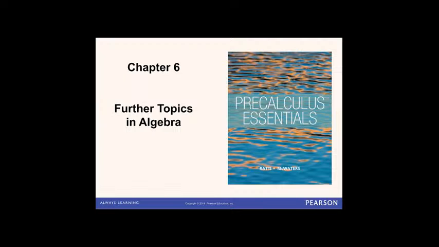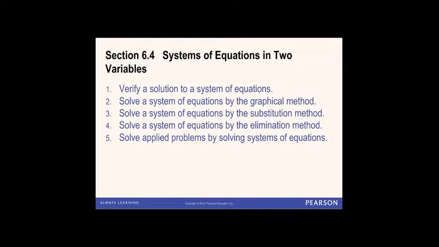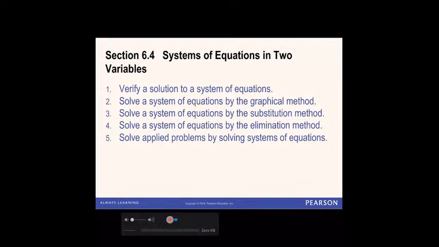So the last section comes from chapter 6, further topics in algebra. Let's try this again. This is the last of our new material: section 6.4, systems of equations in two variables, okay? So let's just knock it out.